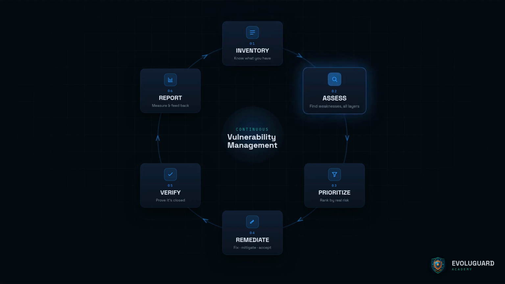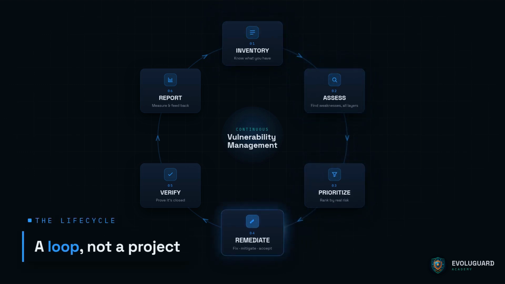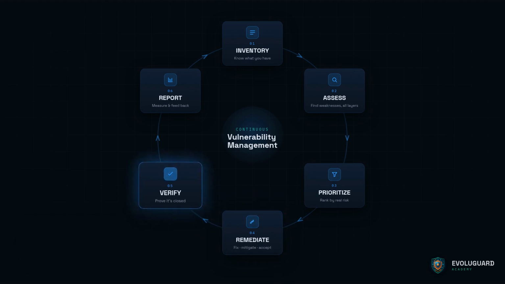Vulnerability management is a loop, not a project. 6 stages. First, inventory. Know what you have. Second, discover and assess. Find the weaknesses across all of it. Third, prioritize. Rank them by real risk, not raw score. Fourth, remediate. Fix, mitigate, or formally accept. Fifth, verify. Prove the fix actually closed it. Sixth, report. Measure, learn, and feed it back. Then the loop turns again. Forever.